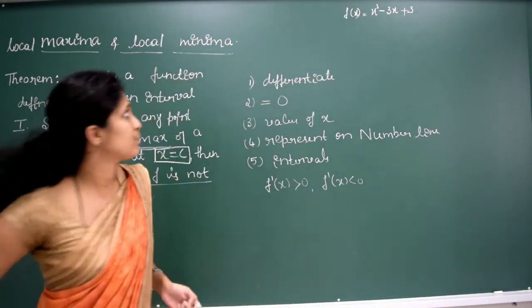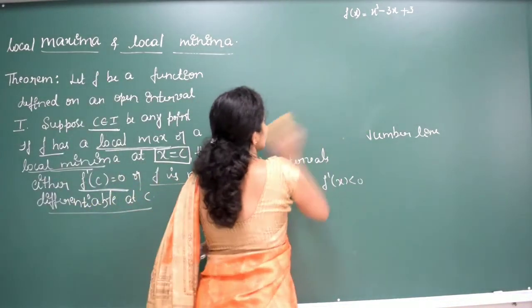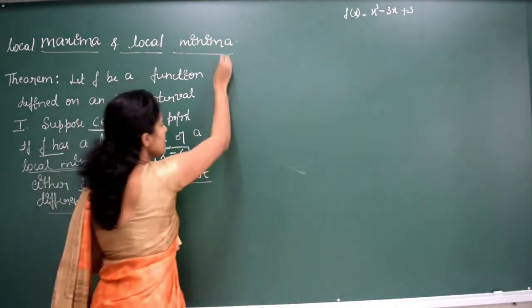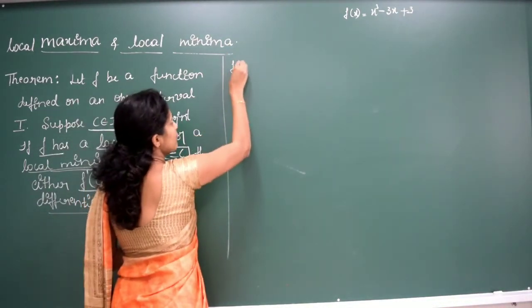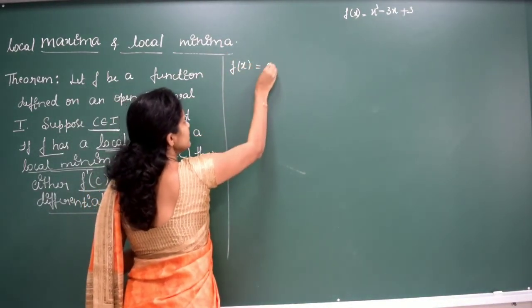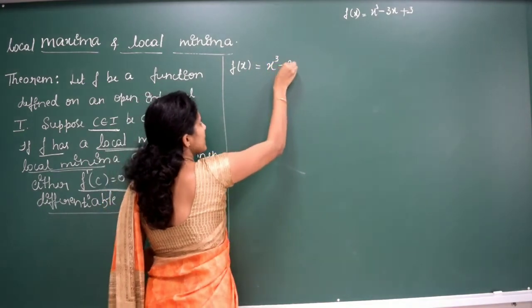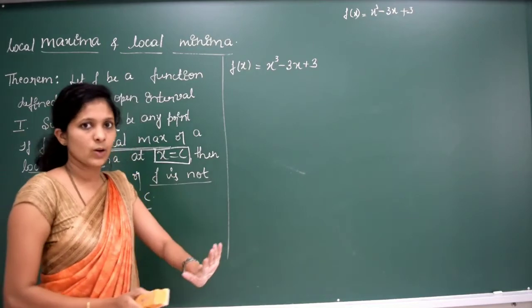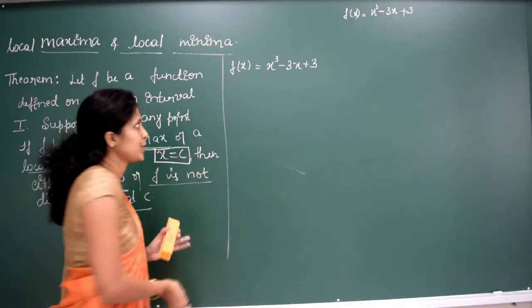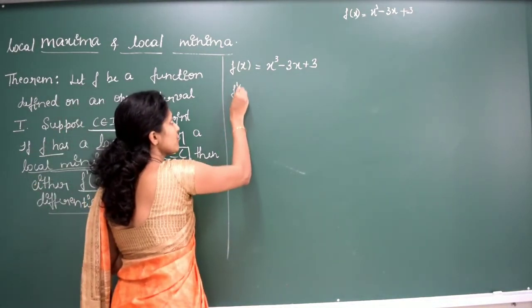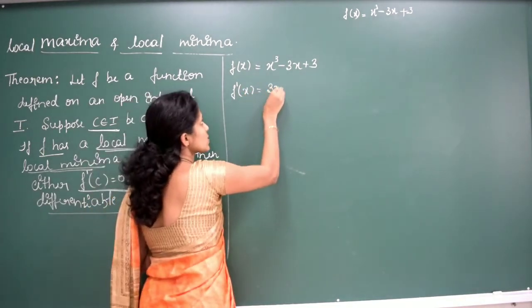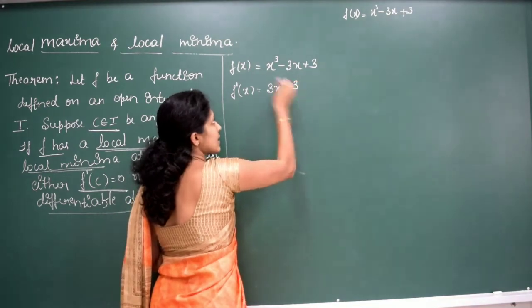Let us consider that problem. You have to find the local maxima and local minima. I'll write that problem: f of x is equal to x cube minus 3x plus 3. Listen carefully, it is simple. First you have to differentiate, so f dash of x is equal to 3x square minus 3, right?